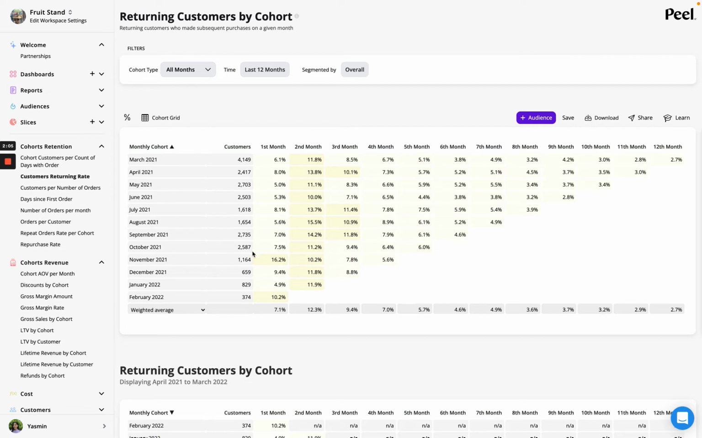What's interesting to see is that in November, we acquired 1,164 customers, and within the first month, 16.2% of them came back and bought again. So something happened in November. Maybe it's seasonality, because we see a diagonal line of these customers coming back, but I don't think it is, because we didn't really do anything for Black Friday or Cyber Monday because we sell fruit. But maybe it was holiday time. Maybe because it was Thanksgiving and people were buying stuff for their holiday table, and that's why we see a huge bump in immediate repurchase.